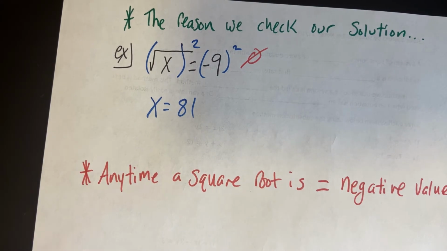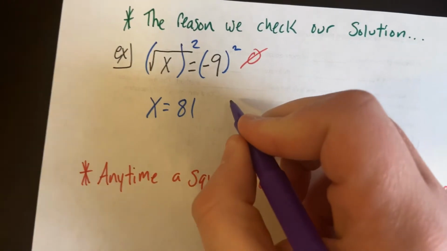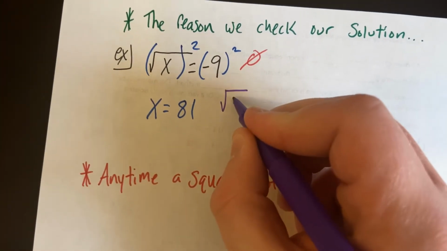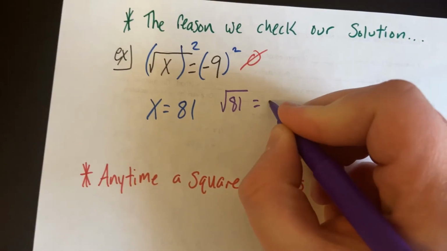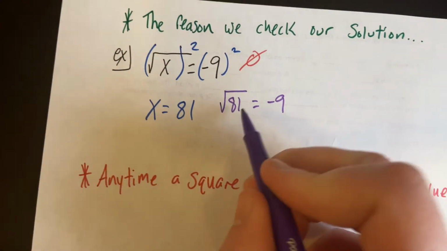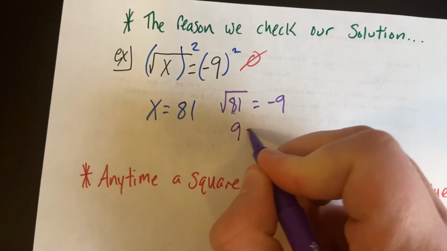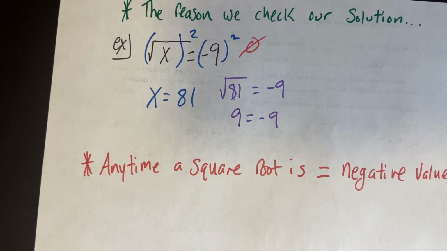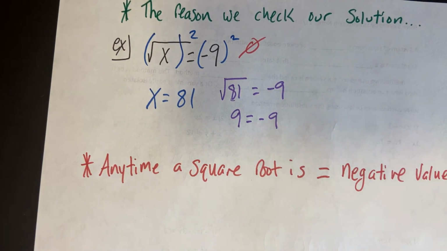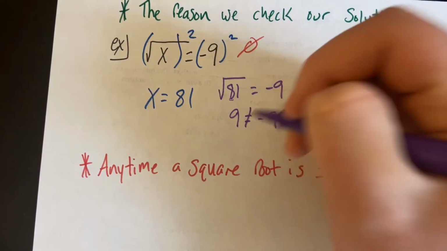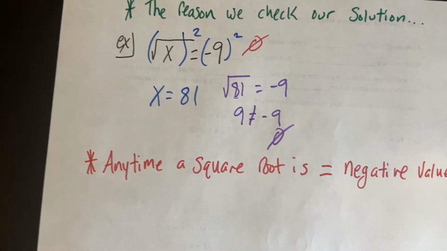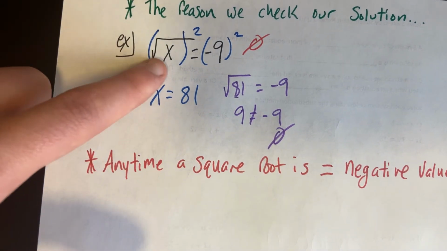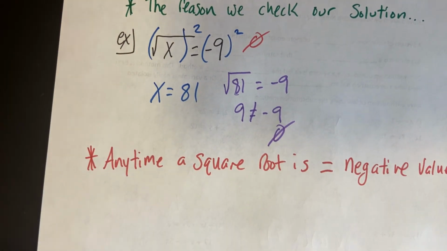But watch what happens when I put that 81 back in. If I substitute 81 back in for x, well, the square root of 81 is 9. We needed it to be negative 9. This is not a true statement. The left side is not equal to the right side. This tells us that there is no solution. There is no possible number that we can find for x that's going to make this equation true.